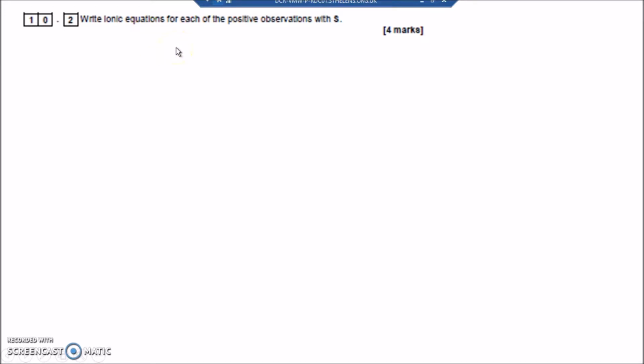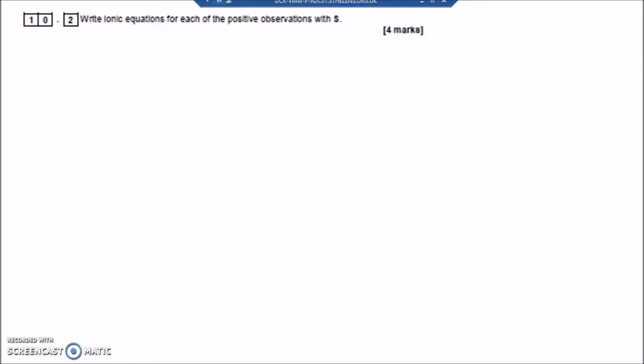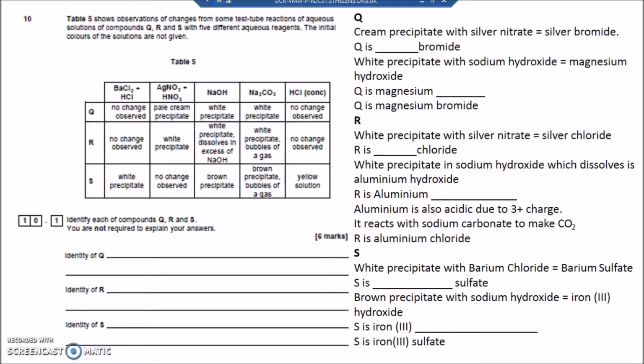Write the ion equations for each of the positive observations with S. So that's iron 3 sulfate. So I'm looking for, first of all, barium sulfate. Now barium is in group 2, so it's going to be Ba2 plus. Sulfate is SO4 2 minus to form BaSO4. I know it's BaSO4 because Ba is 2 plus, SO4 is 2 minus, and therefore it's just BaSO4. So that's my first equation. Ba2 plus plus SO4 2 minus forming BaSO4 as an ionic equation.